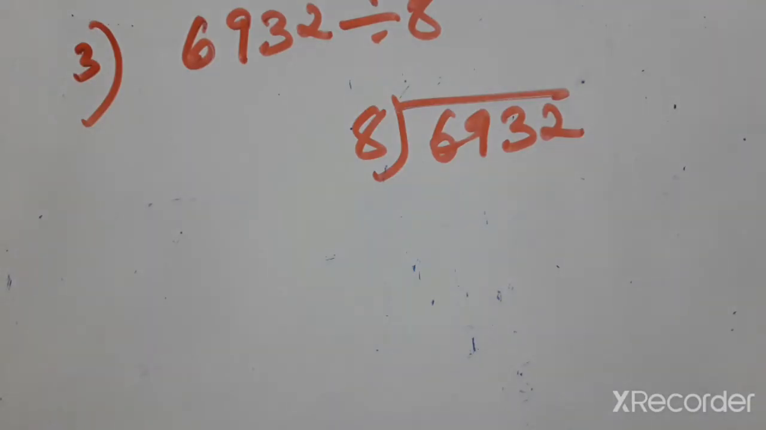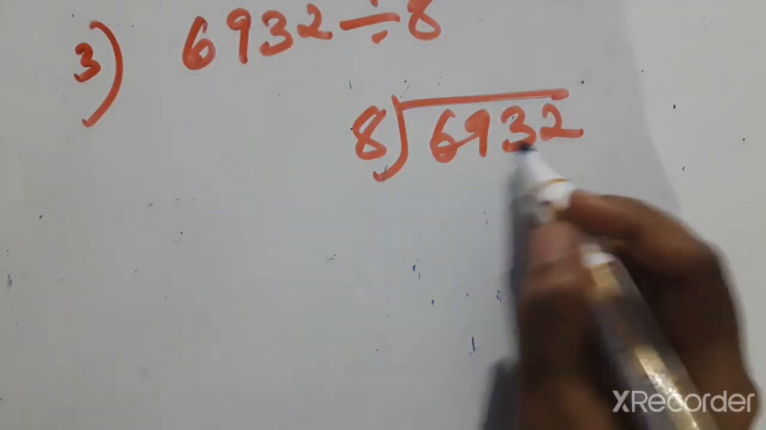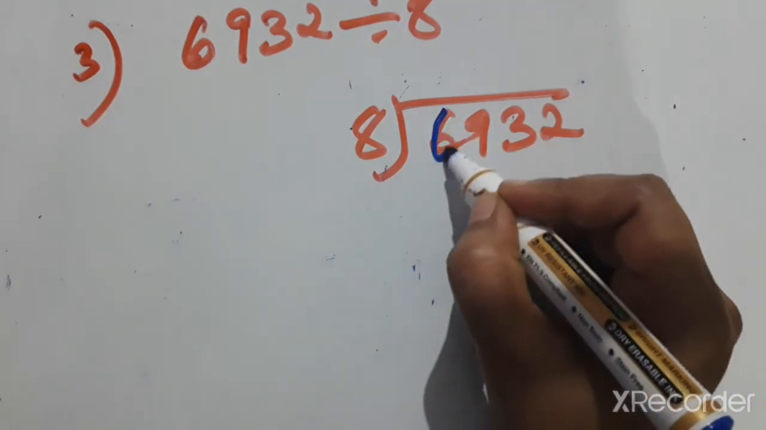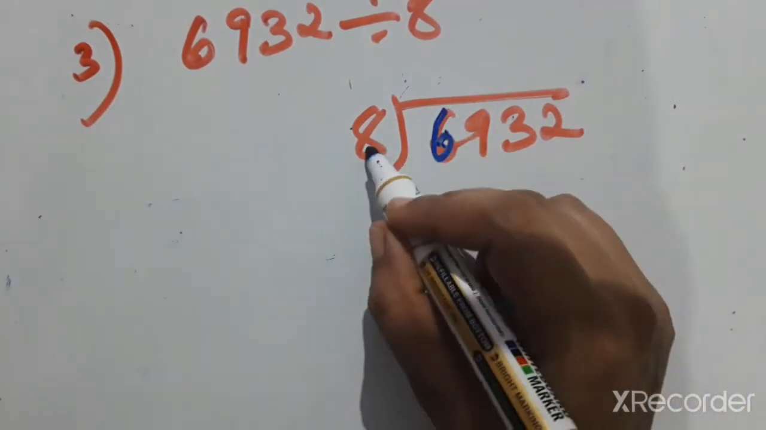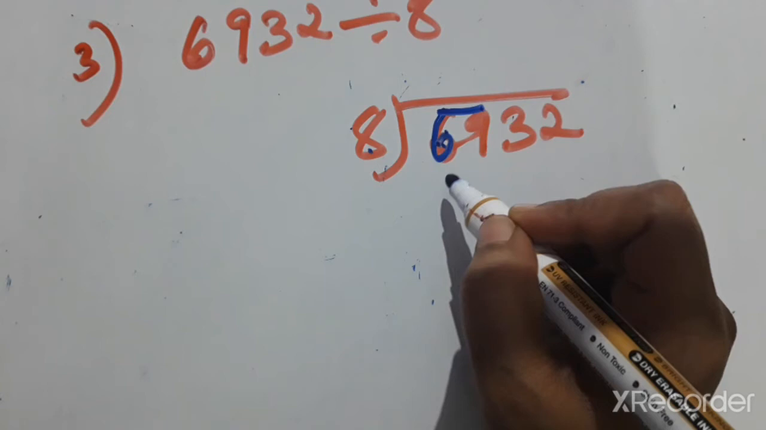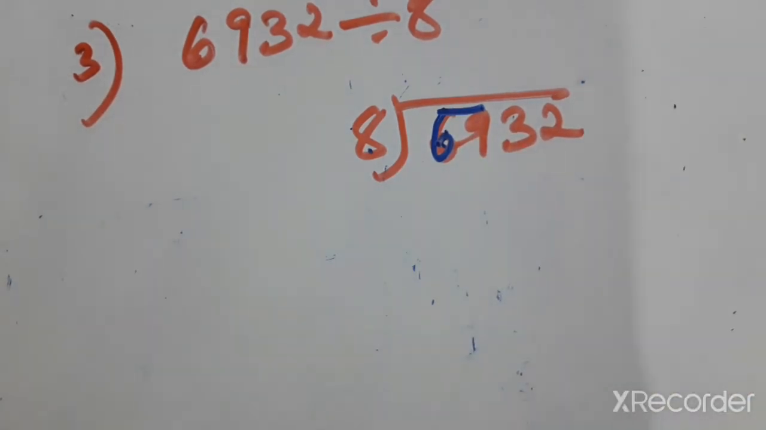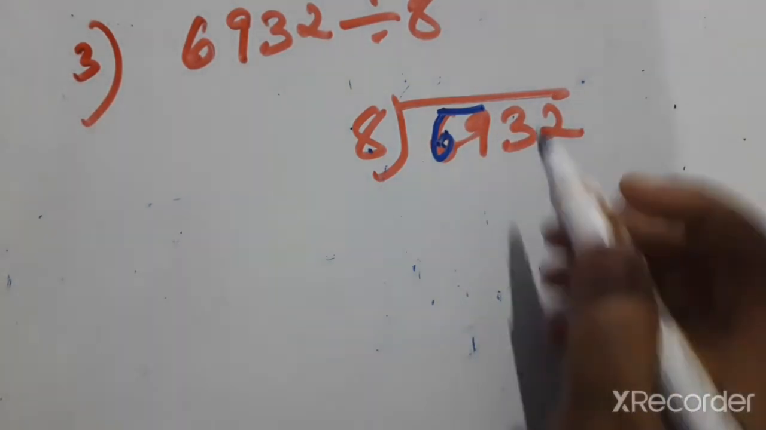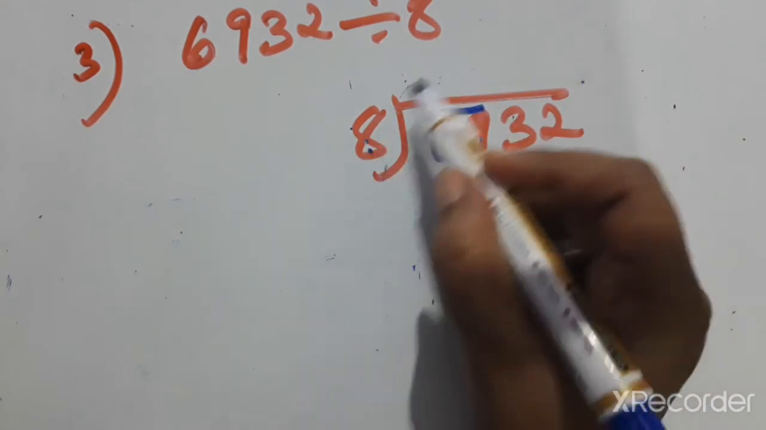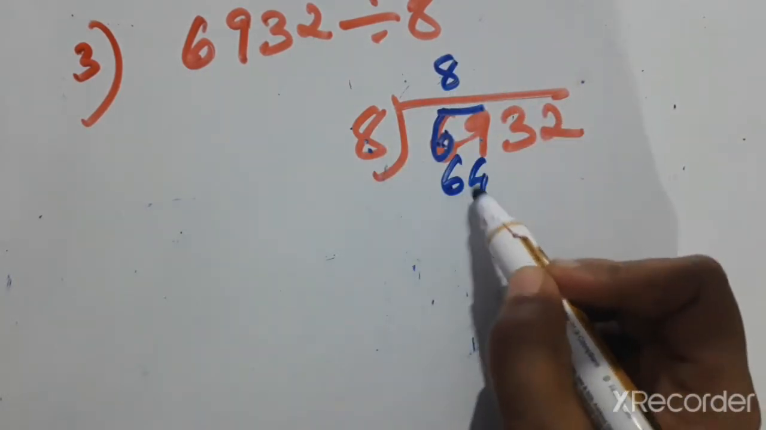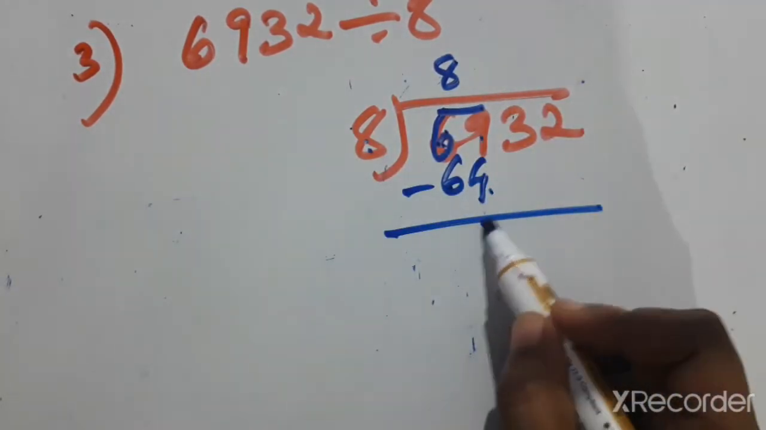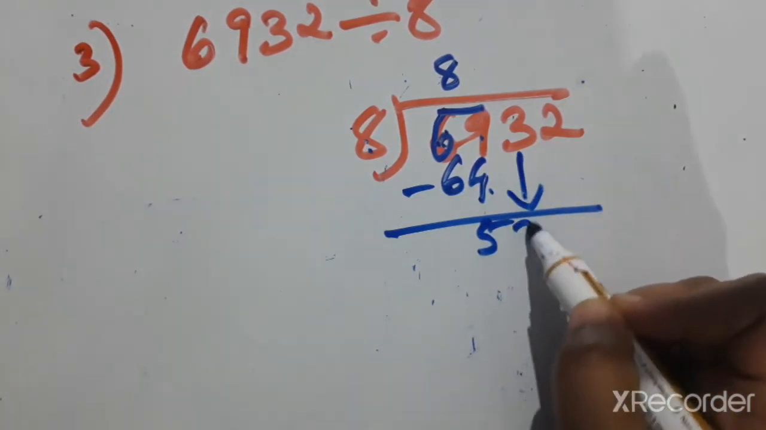Next question, third one, 6,932 divided by 8. Can we consider 6? No, because 6 is less than 8, so we have to take 2 digits. 8 how much are nearer to 69? 8 8s are 64. 8 9s are 72, which is greater than this. So 8 8s are 64. Minus means 9 minus 4 is 5, and bring one number down, 53.